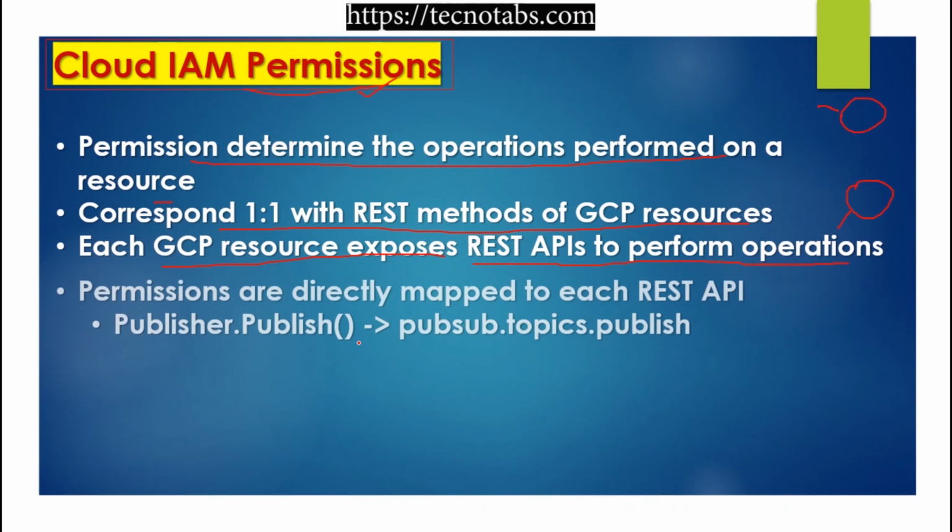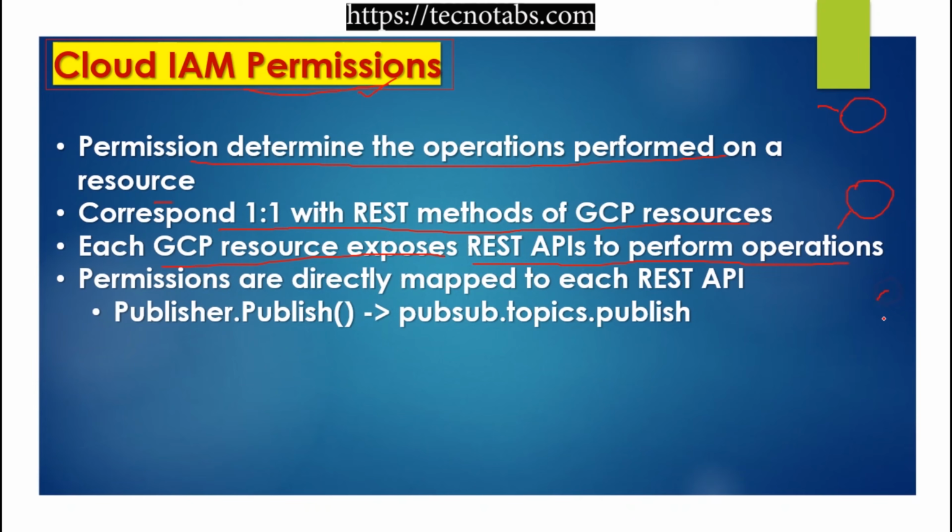For example, let's say that you have a resource here and you want to publish something on this resource. So you must have this particular permission here that is exposed by this resource. That is, this resource has exposed a REST API and it will look something like this: pubsub.topic.publish. And if you want to publish something on this resource, you have to use this particular REST API method for publishing something on this particular resource.